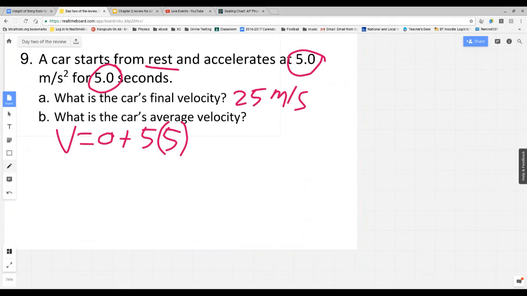25. Alright, if you have 2 velocities, you have the V naught is 0 and the V equals 25 meters per second. If you're going to find the average of that, you take them and you add them together and divide by 2 because there's 2 of them. What's the average? The average equals.